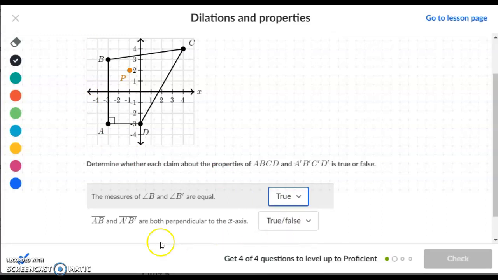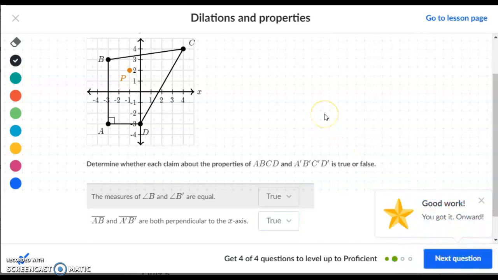the same angles. AB and A prime, B prime are both perpendicular to the x-axis. Well, this is simply, when we move A out and B out, we're going to end up with a new AB line. And it's not going to change its orientation, it's just going to change its size and its position. So it's still going to be straight up and down. It's still going to be perpendicular to the x-axis.